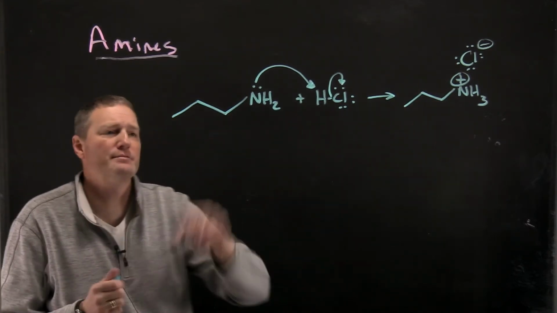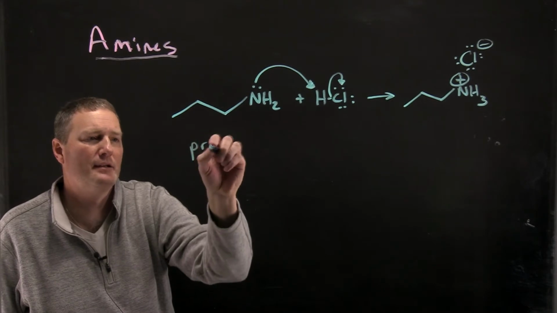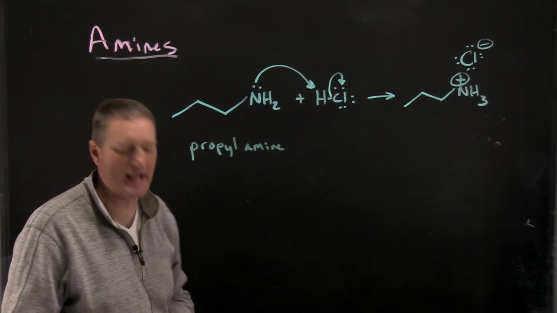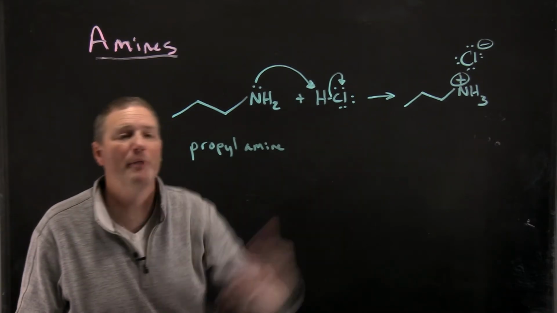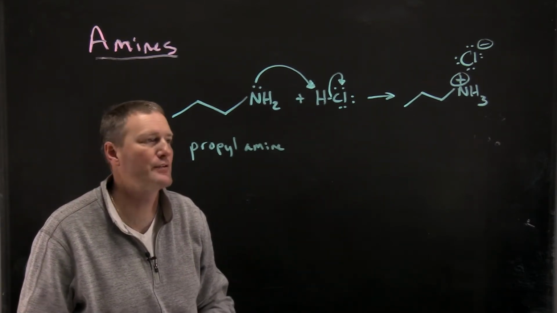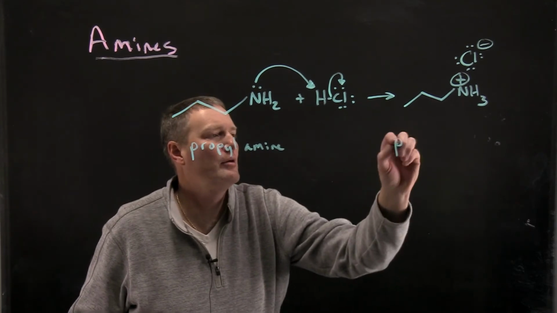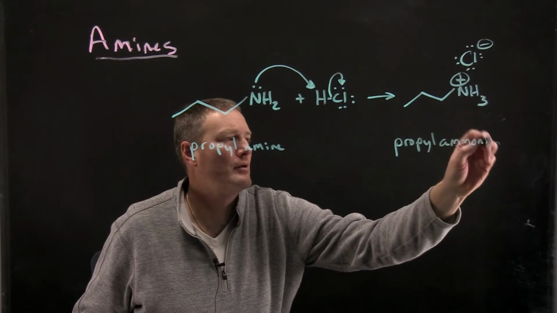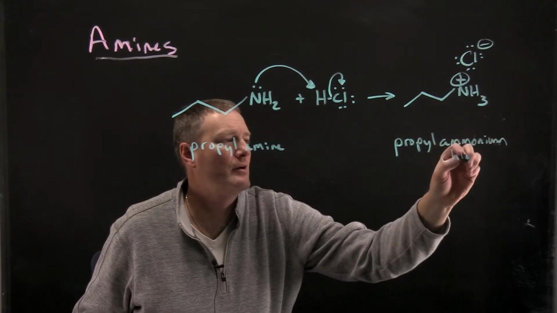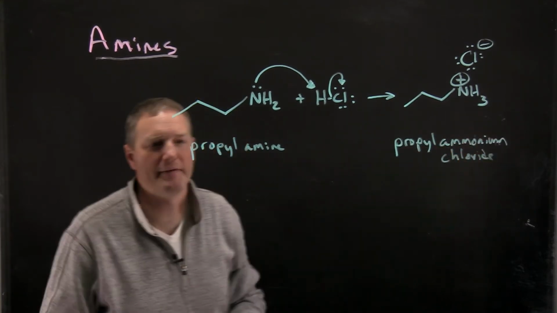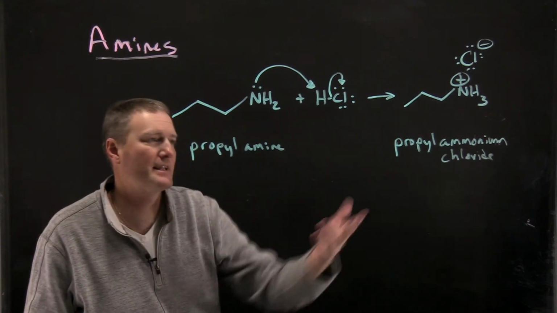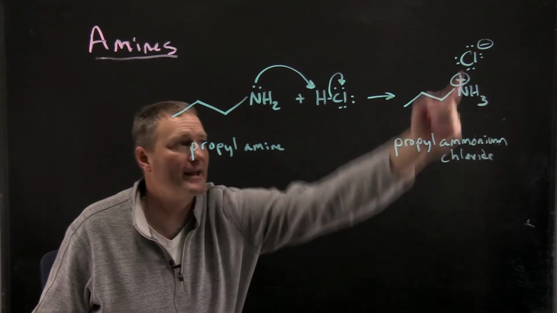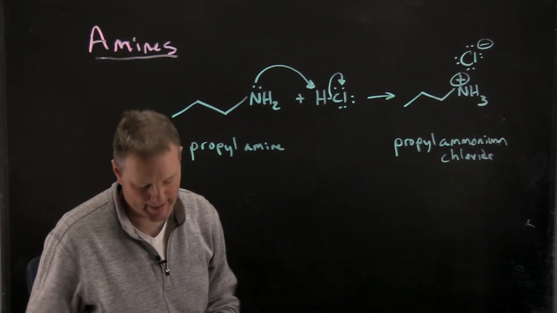So this now forms a salt. If this molecule is called propylamine, when we protonate it using HCl, we change this into an ammonium ion. So this would be propylammonium chloride. We won't worry too much about the nomenclature of these, but basically you would name this as an ammonium ion, and then you list out the counter ion, in this case chloride.